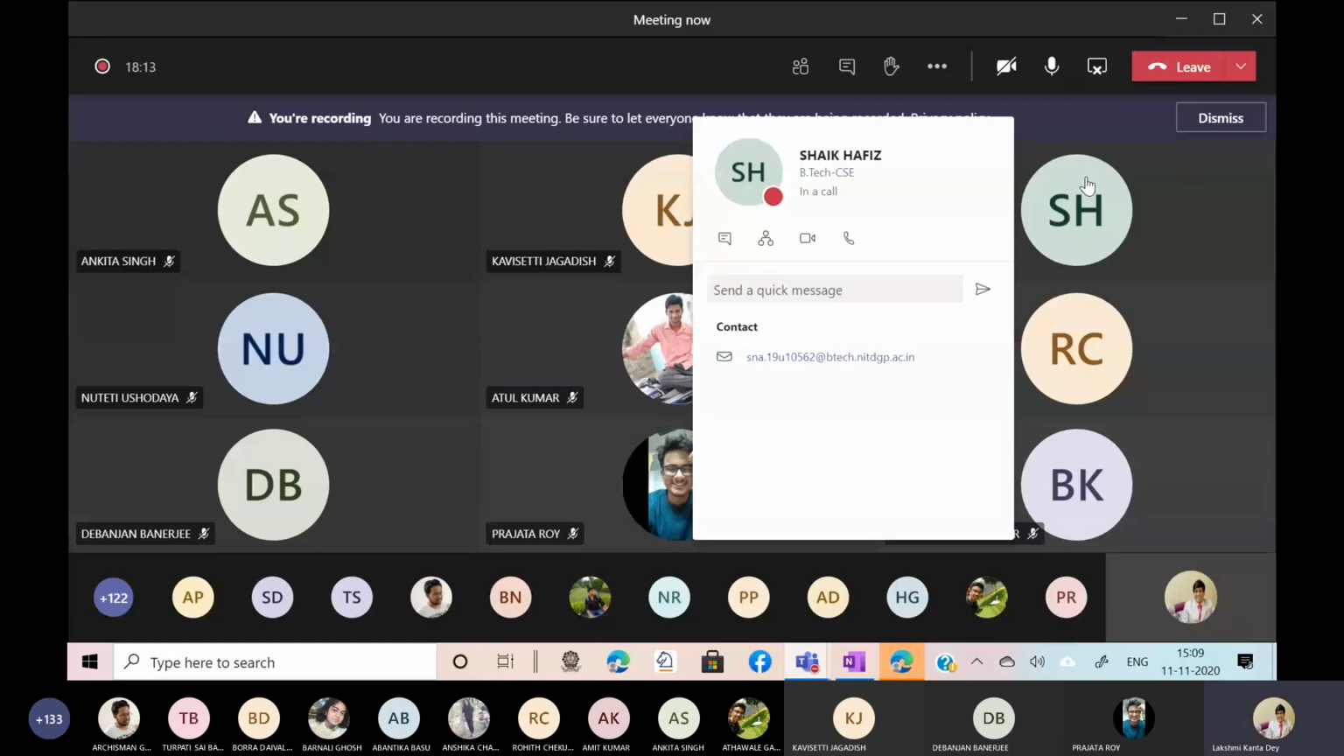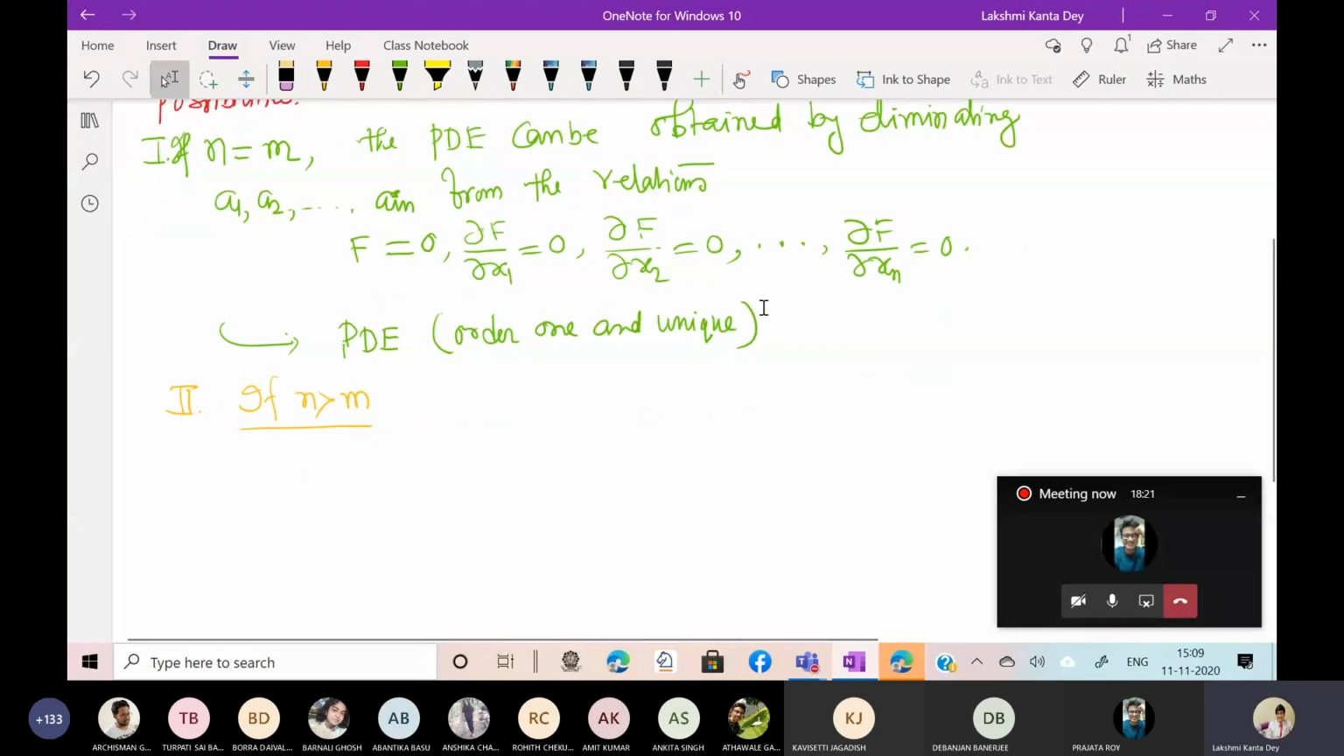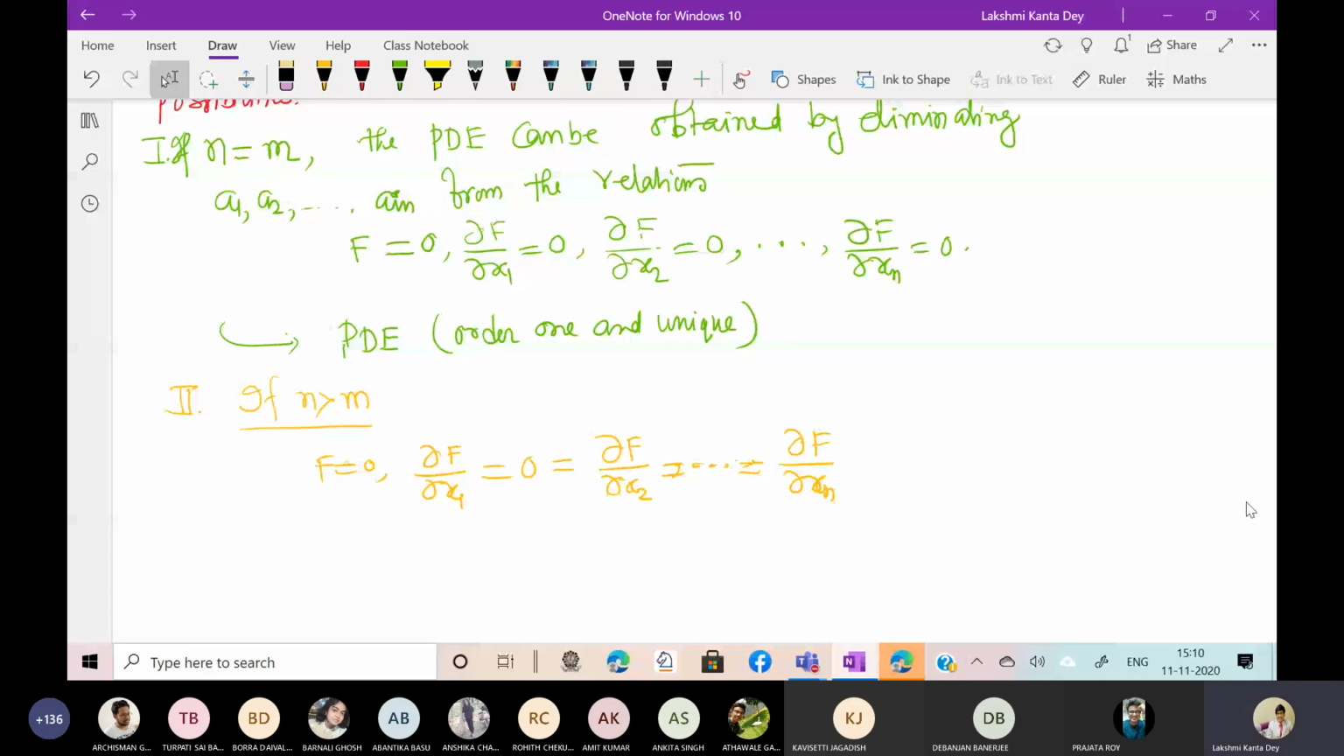But Ankita, I would like to ask you, in this case, if we see the previous one, we can do del f, del x1 like this. We can do F equal to 0, this is 1, and then del f del x1 equal to 0 equal to del f del x2, in this way up to del f del xn. Clear? But n is more than m. Then in this case also, is it possible to get a first order partial differential equation from here or not? That is my first question. And if yes, then whether it is unique or not. What do you feel, Rajata?